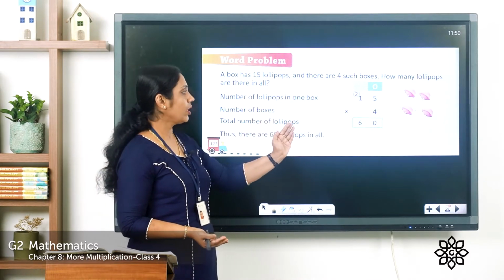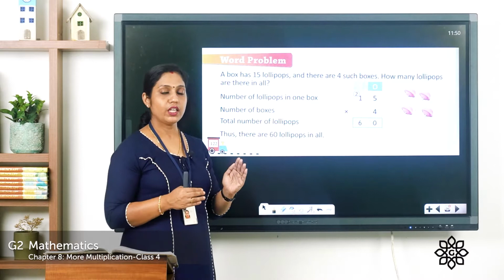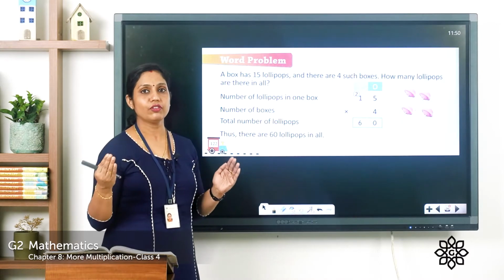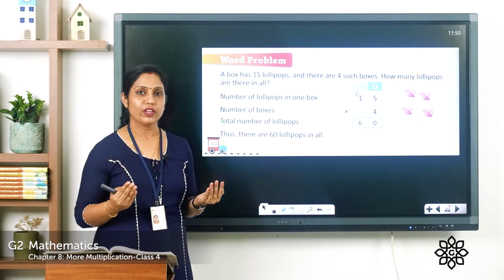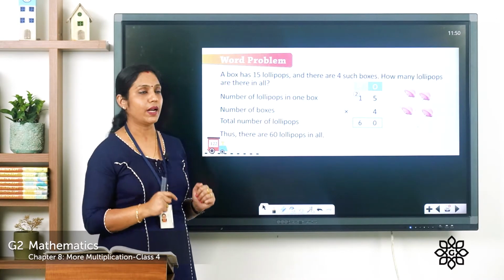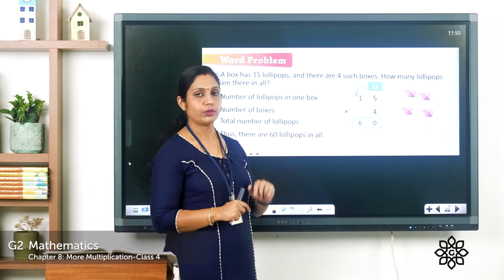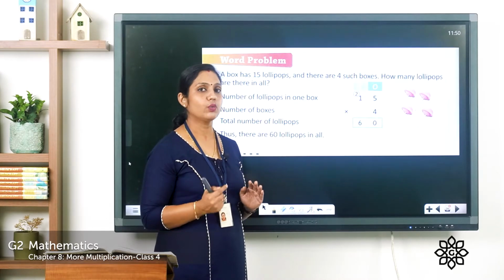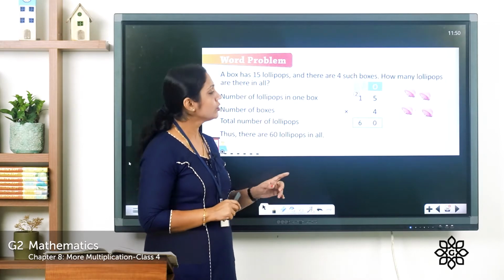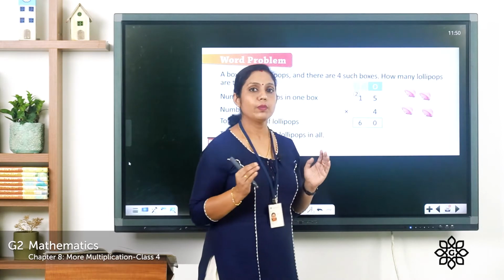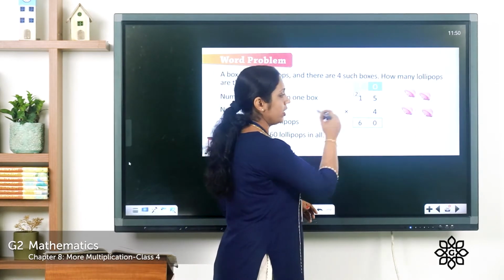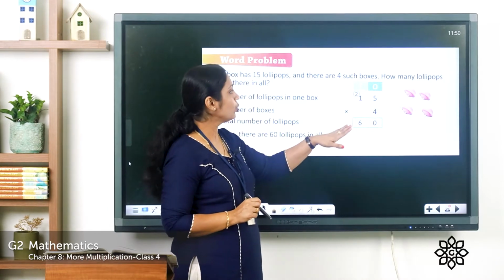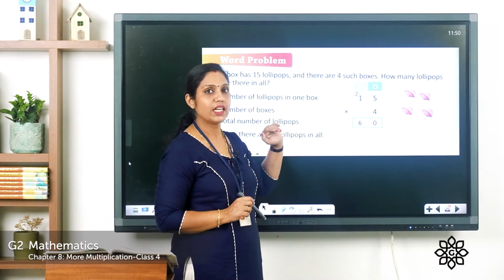Total number of lollipops. Just think 15, 15, 15, 15. There are 4 boxes and in each box there are 15. What we have to do? We have to multiply. So 15 into 4. First we have to start with the ones position. So 4 into 5. How much is 4 into 5? 4 5s are 20. 0 right here in the ones place and 2 carry it over to the tens place.